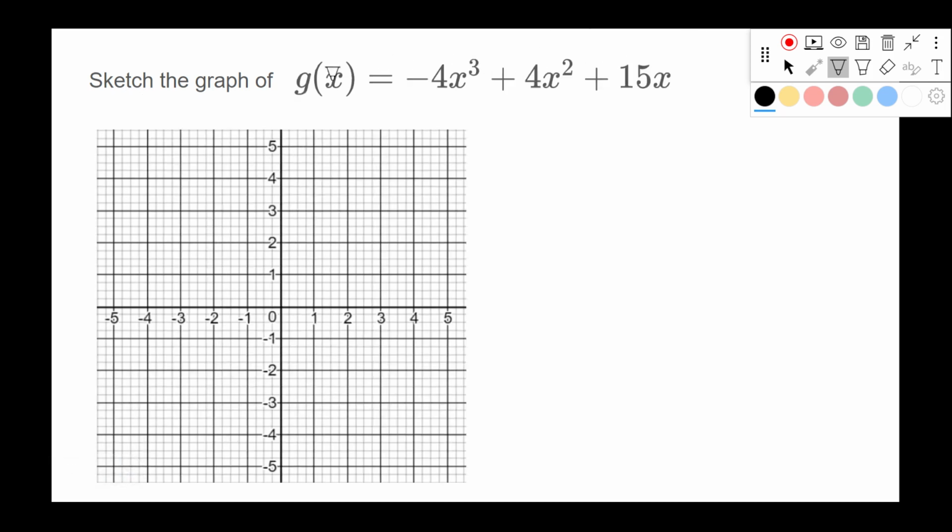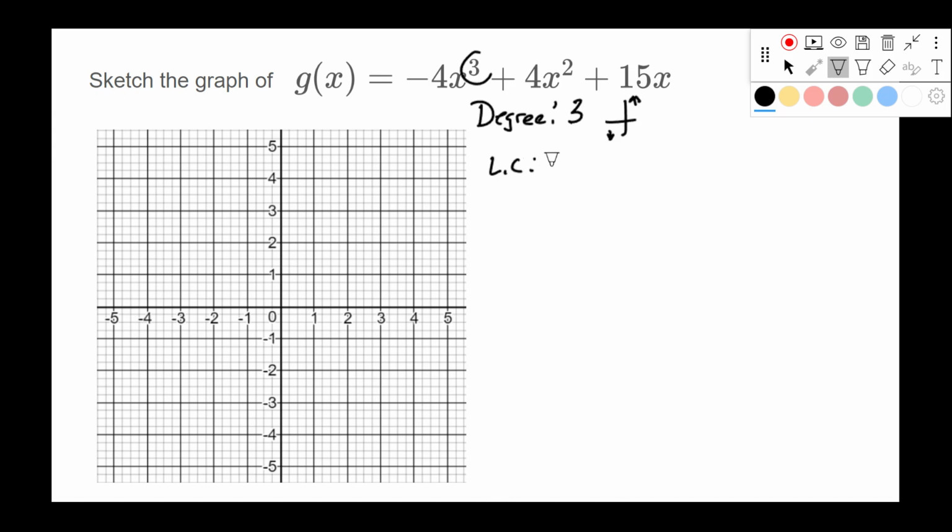All right, let's try one more. Graph of g of x is negative 4x cubed plus 4x squared minus 15x. First thing we're going to do is identify the degree. The degree will help us to determine the end behavior. The degree is 3. The end behavior for a graph of degree 3 is normally down, up. It looks like x cubed. That's down on the left, up on the right.